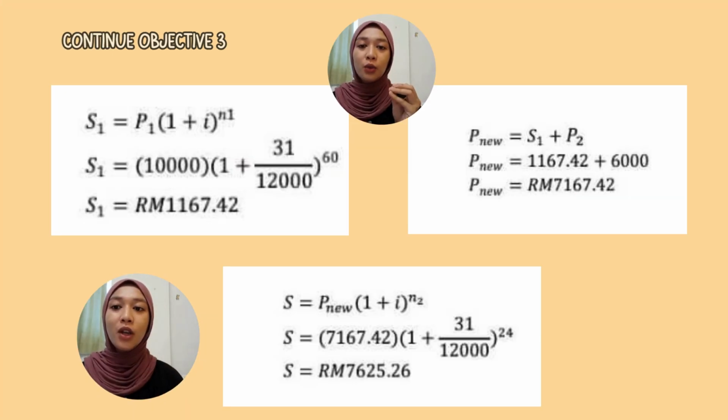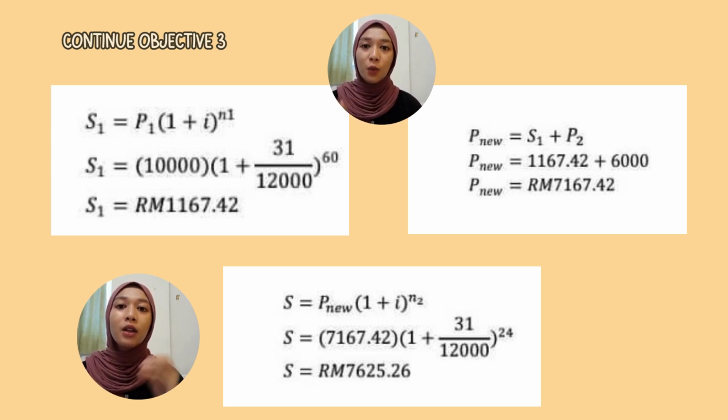And we need to write down the S formula. S1 equals 10,000 (1 + I1)^N1, with I1 equal to 31 divided by 12,000, power of 60. So we get S1 equal to RM 10,000 times (1 + 31 divided by 12,000) power of 60.